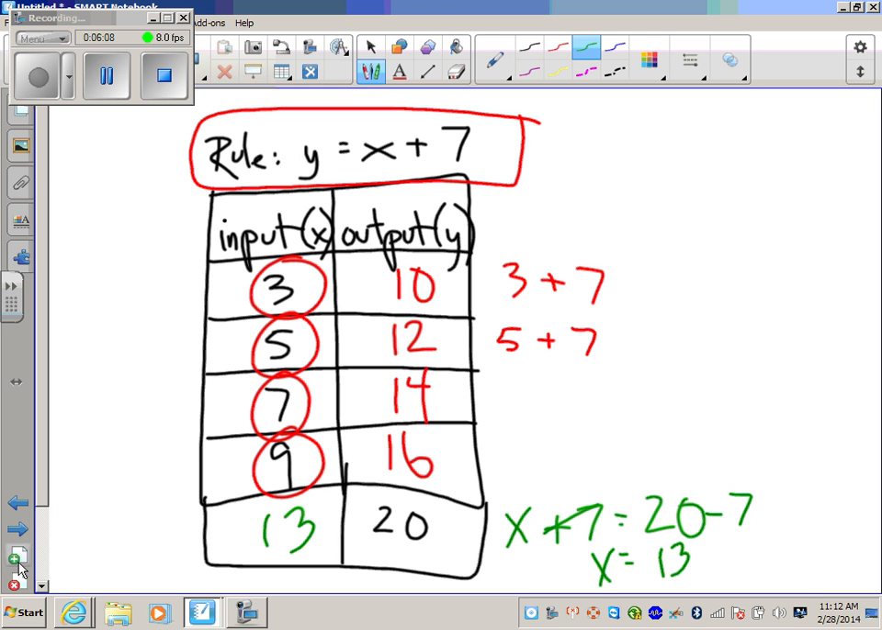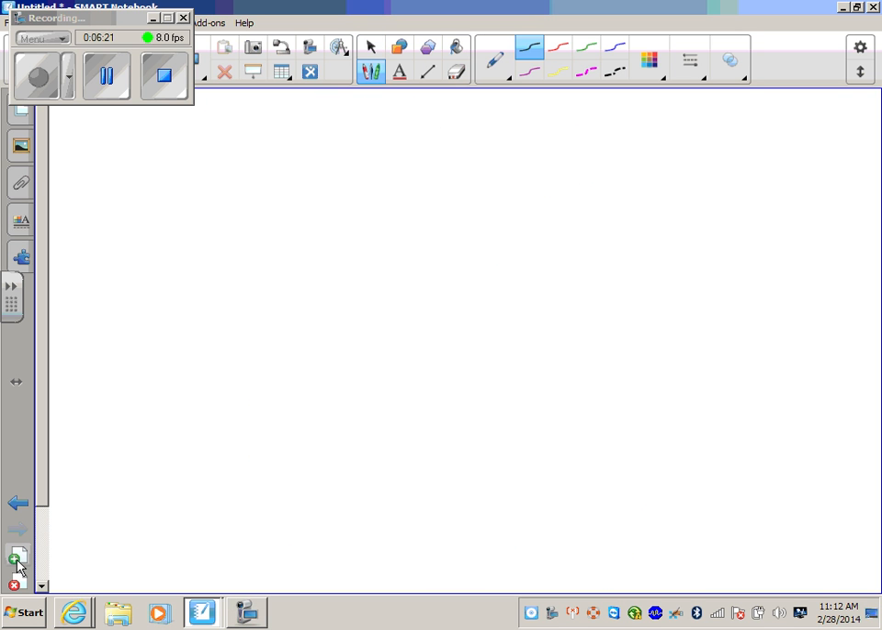Okay, so once you have your table established, you can find either input or output once you have the rule. Once the rule is in place, okay, everything else just comes after. All right, let's try one. If you want, and you try it all by yourself.